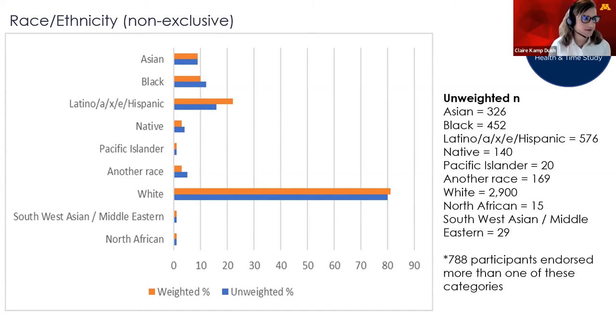But here I wanted to present just the number of people that endorsed each race. And that's what you're seeing here. You can see the weighted and the unweighted comparisons here. We had 788 people who endorsed more than one category. So it just goes to show that we have a lot of folks in the US who have more than one race. I don't have any good solutions for regressions in terms of how we analyze these things, but I think it's something that we need to start grappling with more as a field.